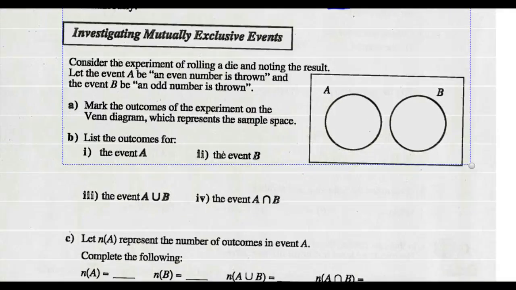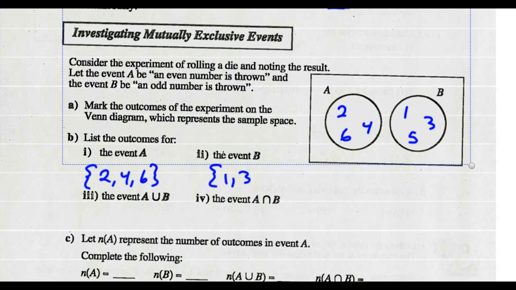Investigating mutually exclusive events. Consider the experiment of rolling a die and noting the result. Let the event A be an even number is thrown, the event B being an odd number is thrown. Mark the outcomes of the experiment on the Venn diagram which represent the sample space. All right, so A is an even number, 2, 4, 6. B is an odd, 1, 3, 5. List the outcomes for event A. Even numbers, 2, 4, 6 on a die. Event B, 1, 3, 5 on a die.